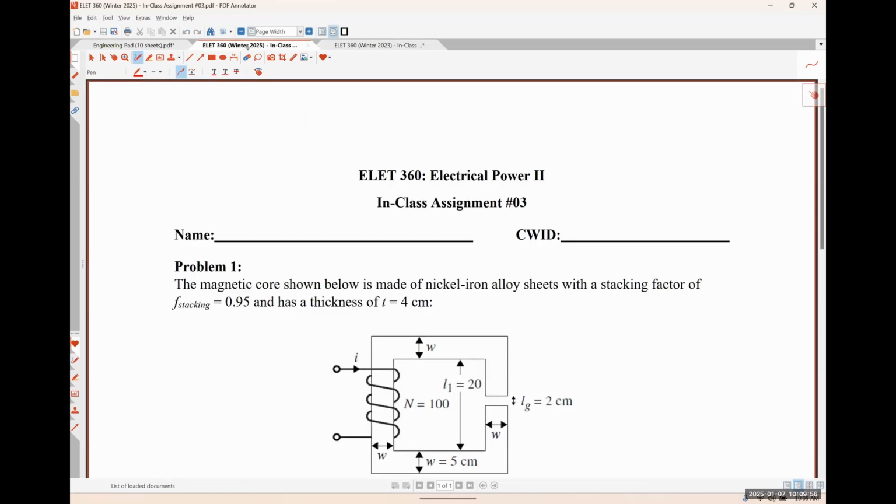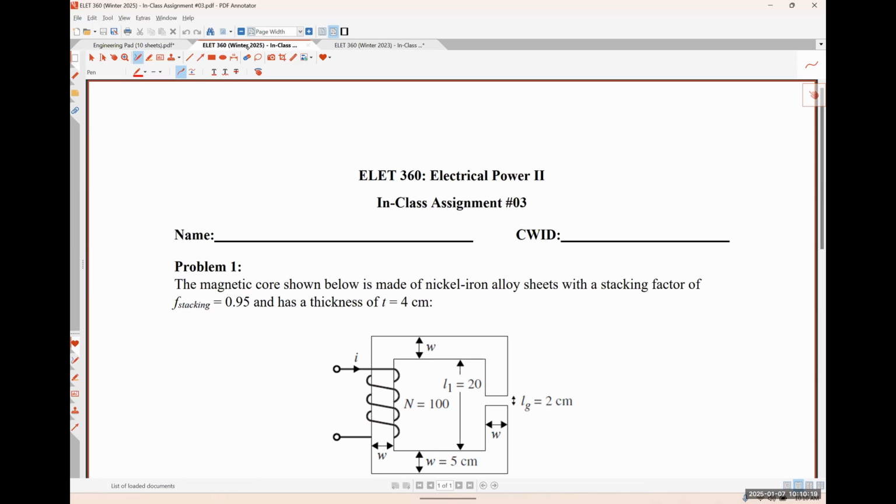All right, so in this first problem, we're told that the magnetic core is made of nickel iron alloy sheets with a stacking factor of 0.95. So just again, to recap some stuff that should have been covered in the videos, don't know whether or not you guys watched them, that's your bag of cats.